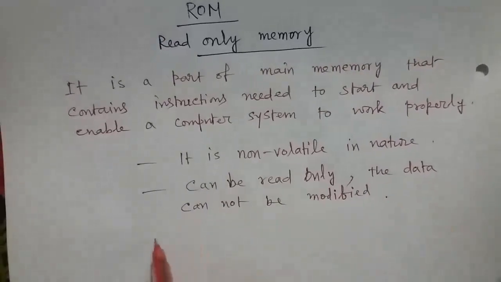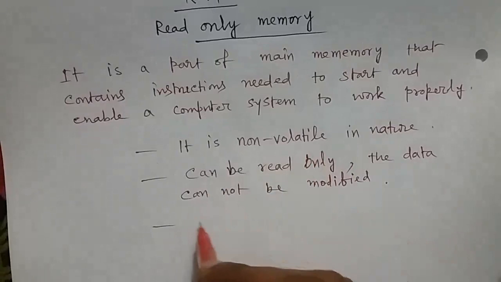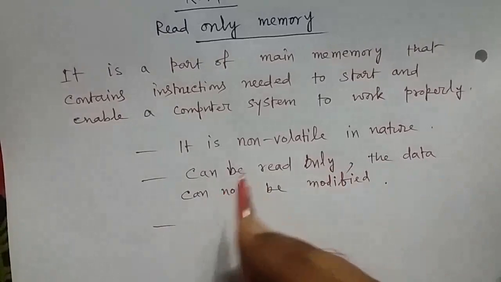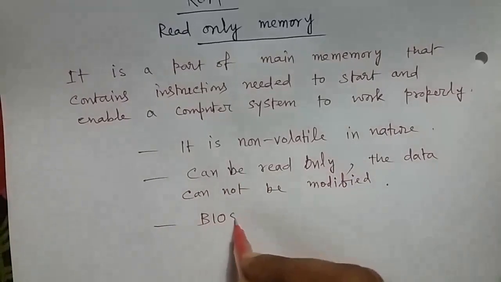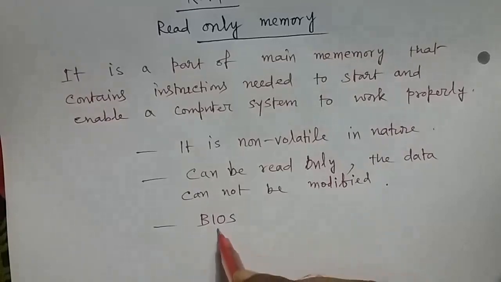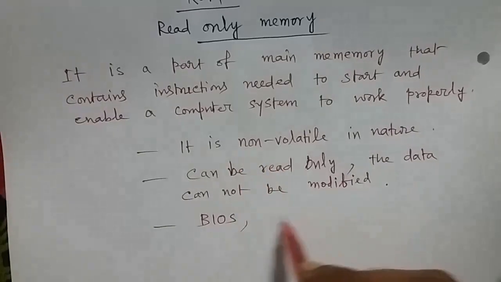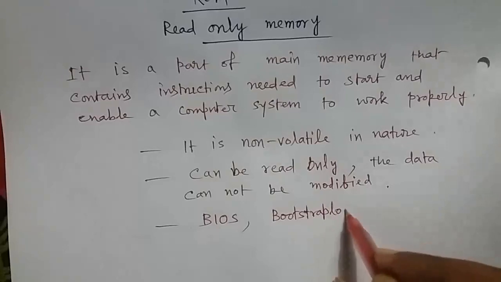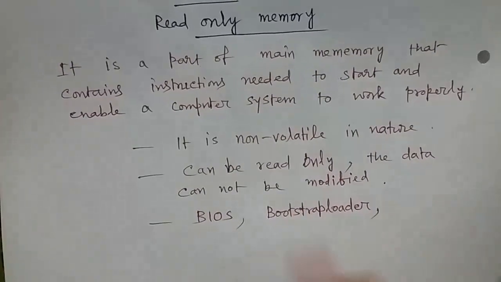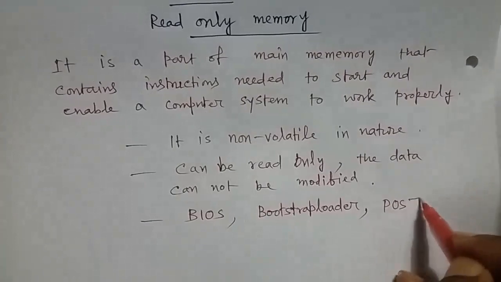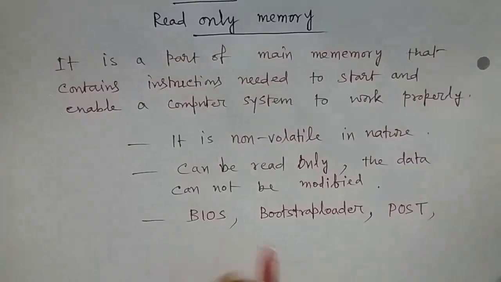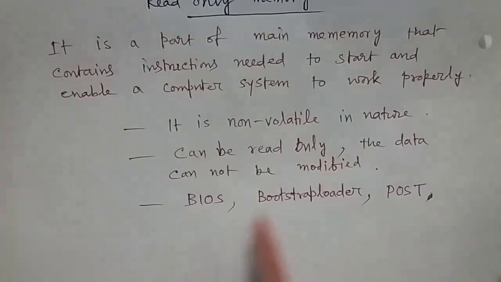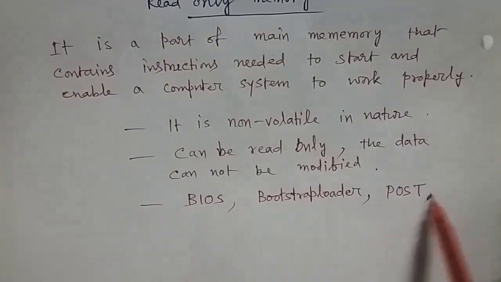Okay, next point, the ROM contains some important programs related to loading an OS in a computer system. Those programs are BIOS, programs or system. BIOS means basic input output system. Next is bootstrap loader. It is a program. And third one is POST. POST means power on self test. So you will learn about this in your higher studies. So I am not going to discuss about this BIOS, bootstrap loader and POST in this lesson.